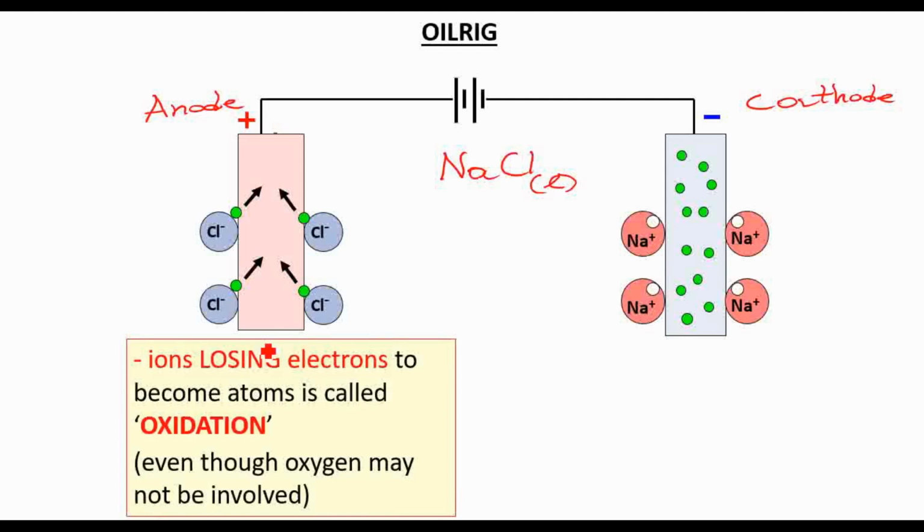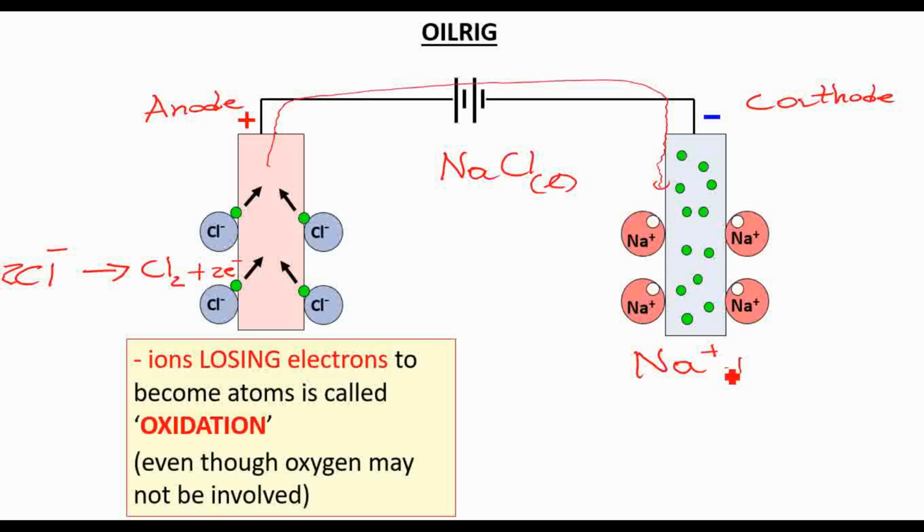So my Cl will lose electrons. You end up with this process taking place: Cl- going to form Cl2 plus 2e-, because it's going to lose 2 electrons. We need to balance, so that's 2Cl-, rather. Those electrons are going to travel around the circuit here to be accepted by the sodium. Metals are always loners. So your sodium, which is Na+, is going to gain an electron to form Na.